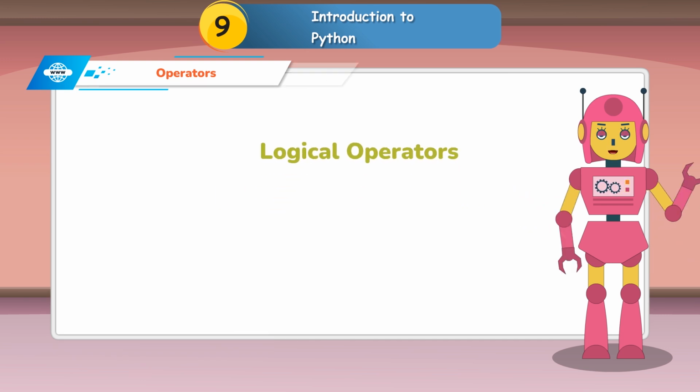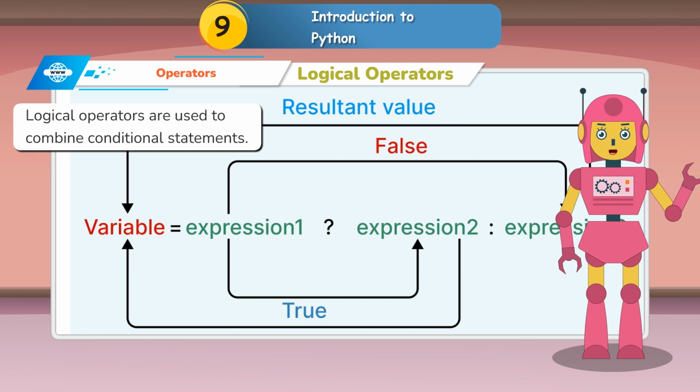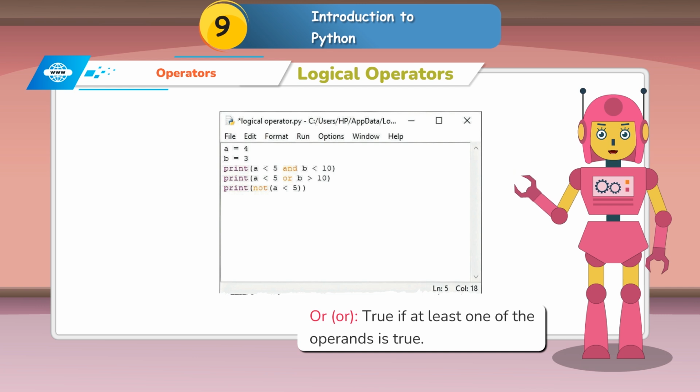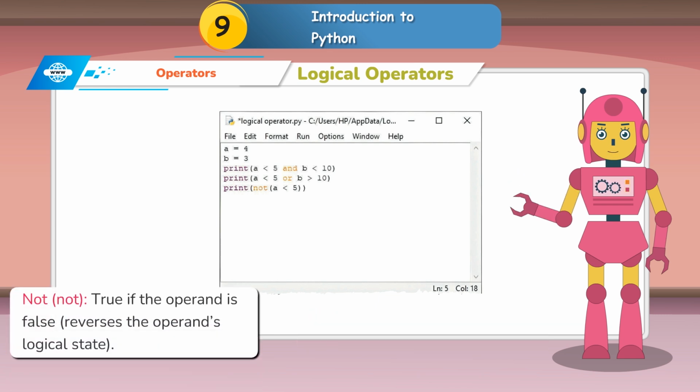Logical operators. Logical operators are used to combine conditional statements. And: true if both operands are true. Or: true if at least one of the operands is true. Not: true if the operand is false, reverses the operand's logical state.